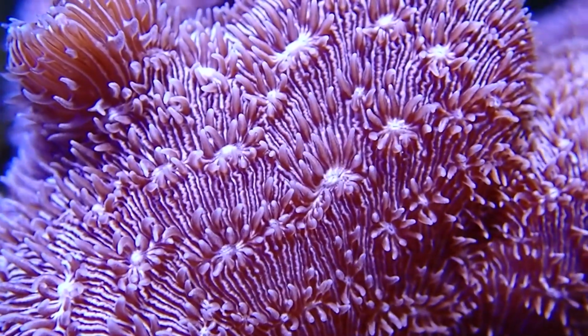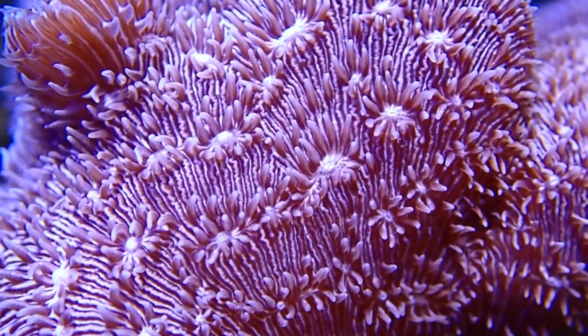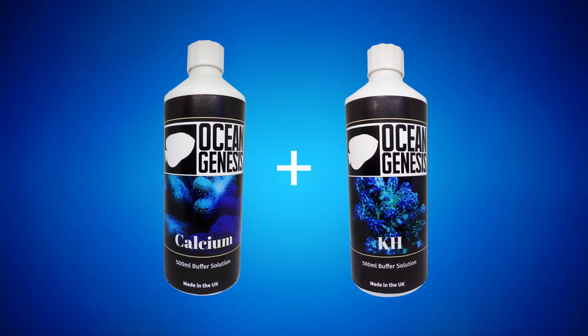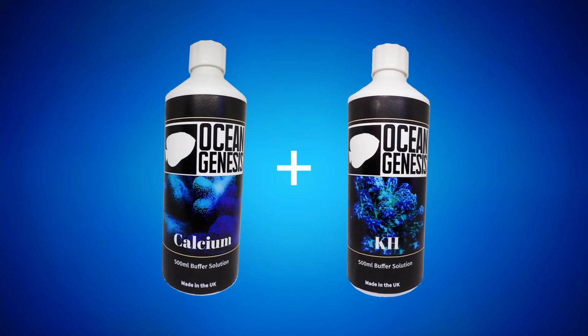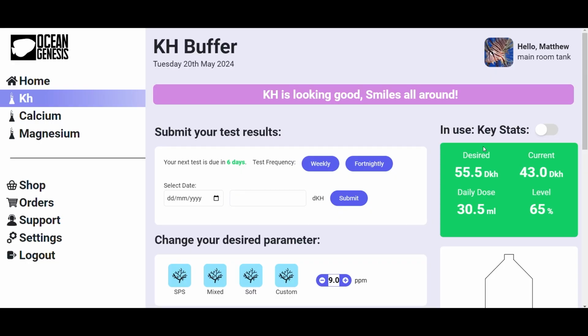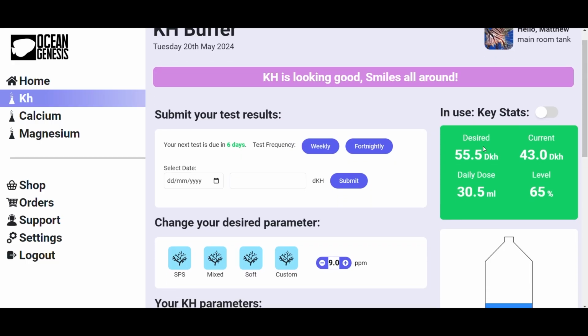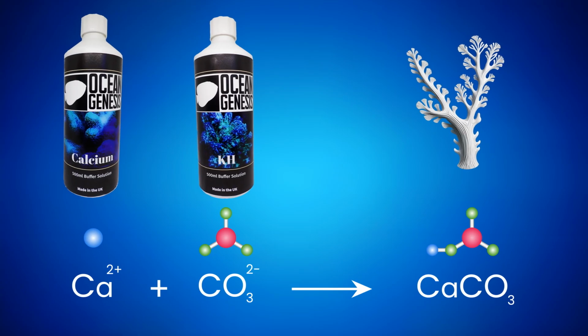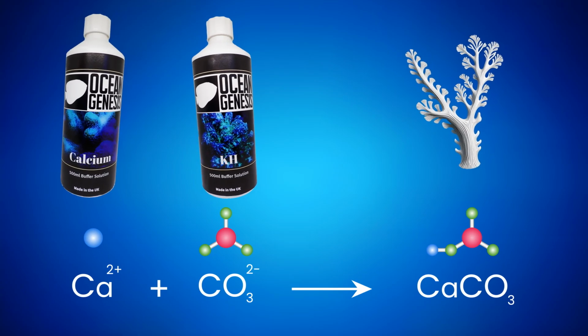So, how can you, a reefer, give your corals the composite of that limestone they need to grow? You do this via dosing both Ocean Genesis calcium and KH buffer solutions. We have developed tailored software for calculating buffer dosages and monitoring tank health metrics. Let's take a look at the chemical reaction that allows corals to form their calcium carbonate skeletons.